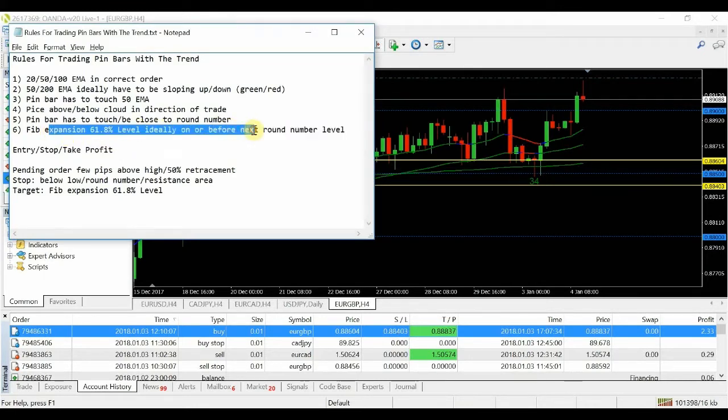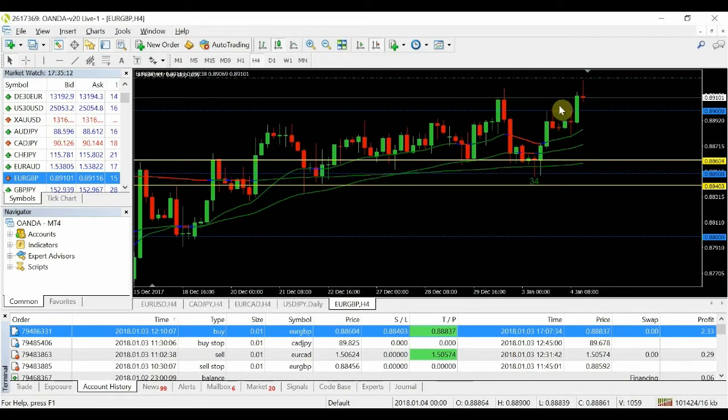And the next bit is in terms of profit level targets. The profit level that I'm going to be using is the fib expansion, the 61.8% level. And ideally, I want my take profit target to be on or before the next round number. So the next round number is here. Price did get to that round number, but what I wanted to do was make sure the profit target was around here or just below it, around this resistance area over here.